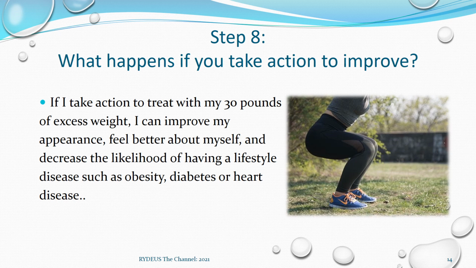In step 8, we're looking at the opposite end of the continuum. What happens if you take action to improve? Or as some refer to it, your rewards for taking action to improve. What are my rewards for taking action to improve? So if I'm 30 pounds overweight and I do nothing, there would be a cost. If I'm 30 pounds overweight, if I take action to treat with the excess weight, I can improve my physical appearance. I can feel better about myself. I could decrease the likelihood of having a lifestyle disease such as obesity, diabetes, or even heart disease. If I take action, there would be a reward.